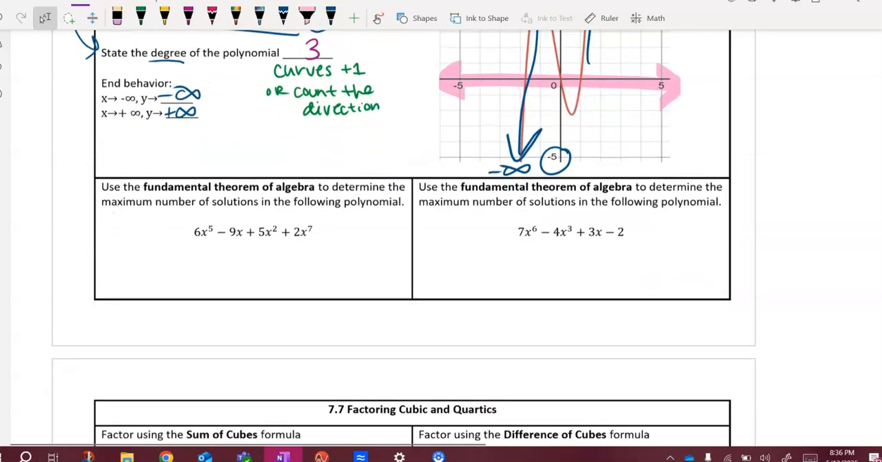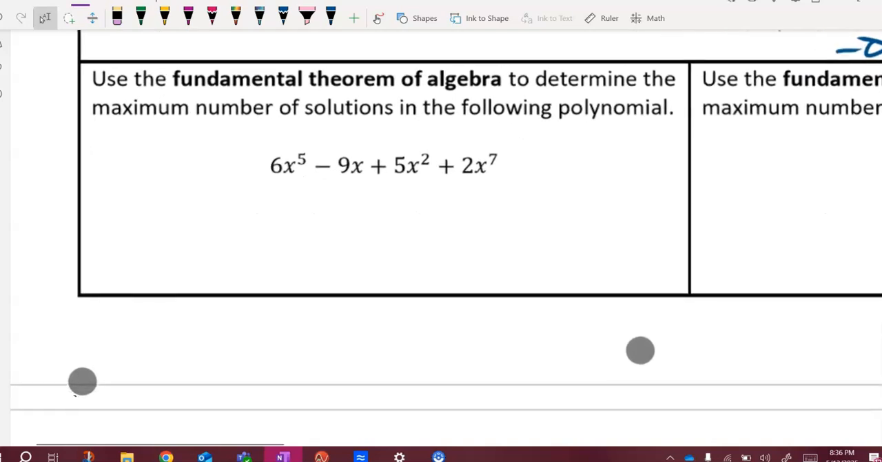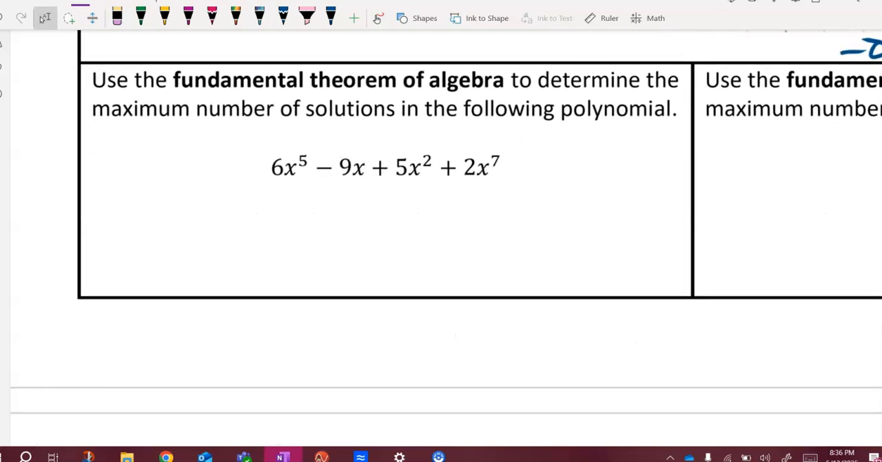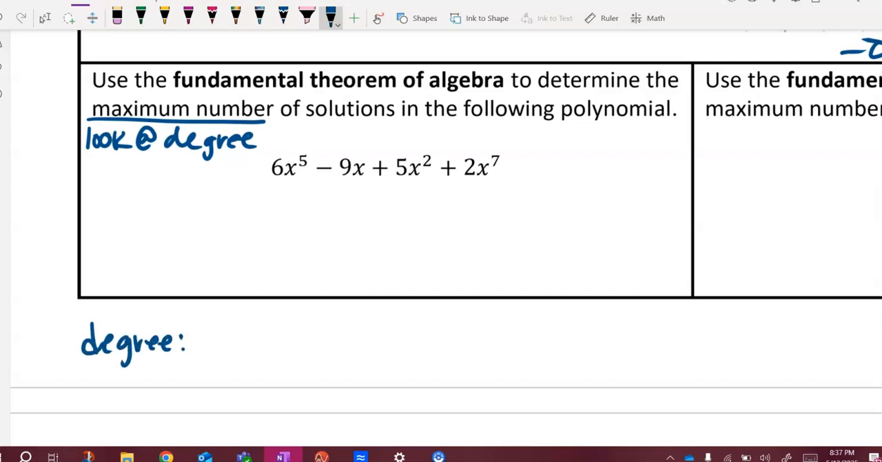All right, use the fundamental theorem of algebra to determine the maximum number of solutions in the polynomial. So the fundamental theorem of algebra tells us that the maximum number of solutions in a polynomial can be found by looking at the degree. And let's talk about the degree again. What is a degree? Degree is the highest exponent.